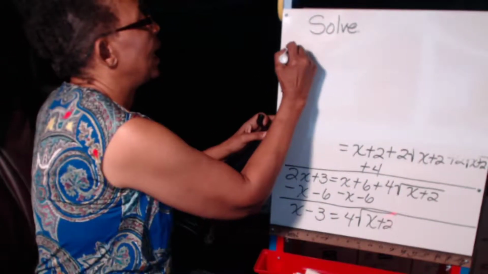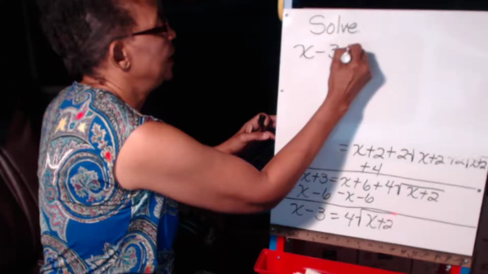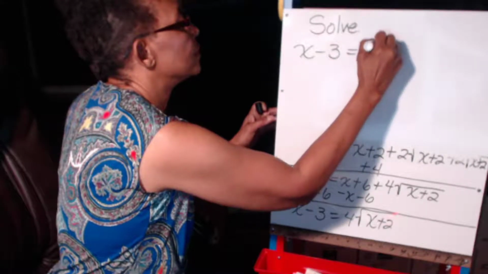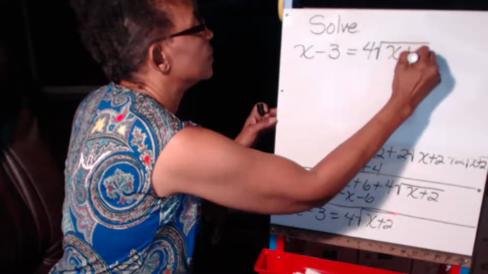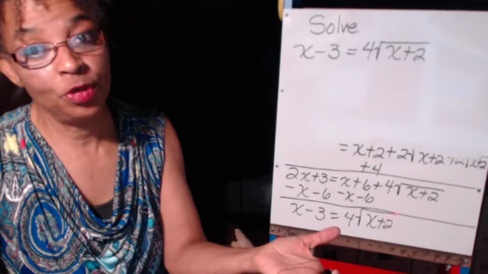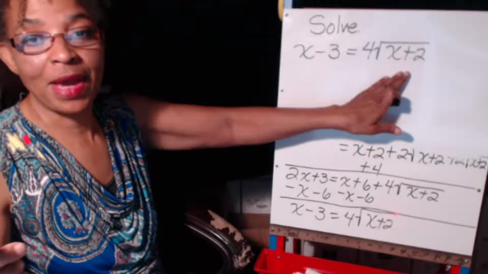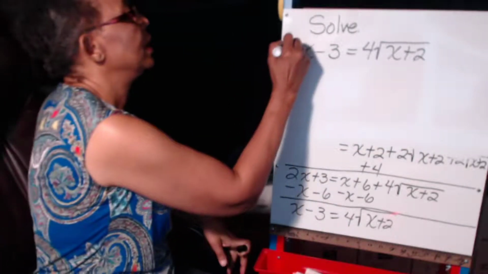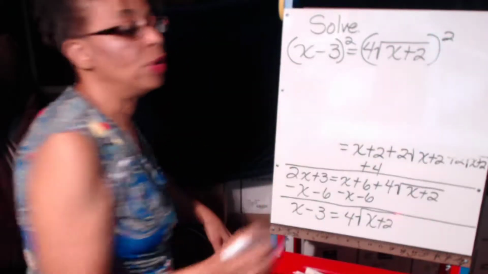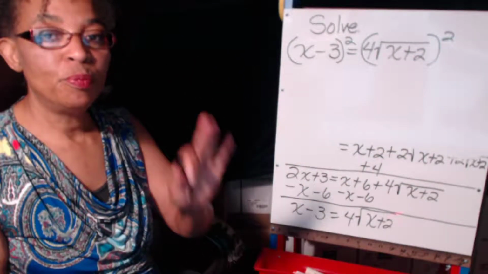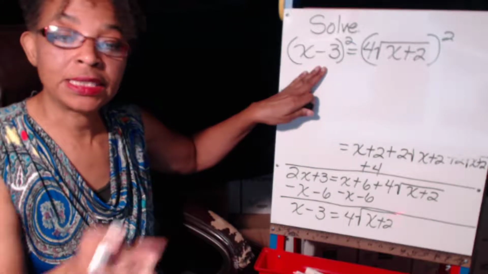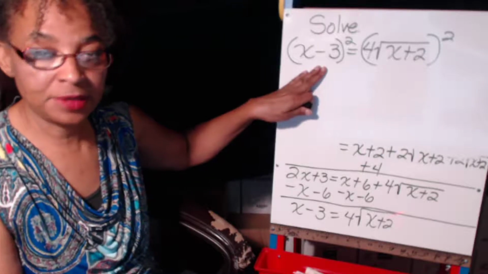And rewrite what I have there. X minus 3 equals 4 times the square root of x plus 2. And now I've got to square both sides again because I still have a radical here that I must eliminate. So I square both sides. Now this side says I must FOIL again because I have x minus 3 times x minus 3.